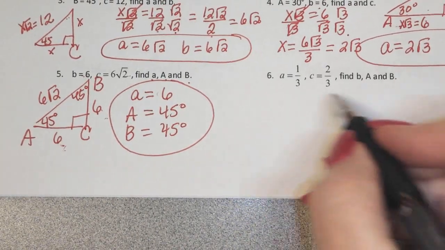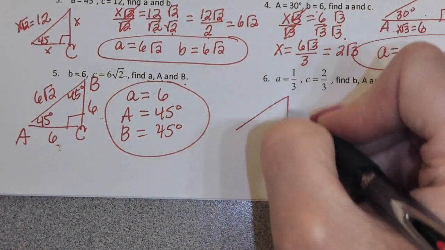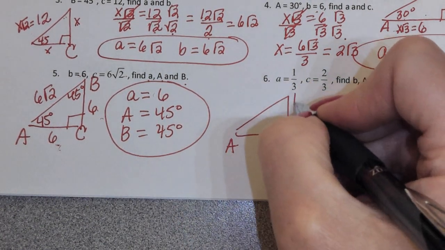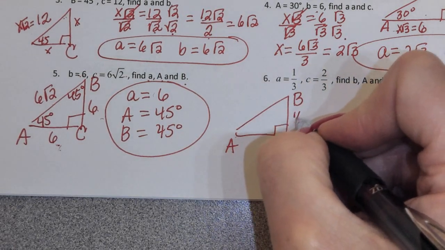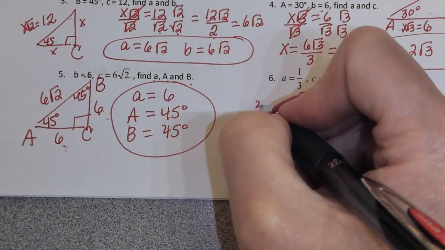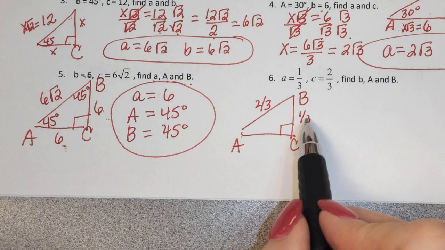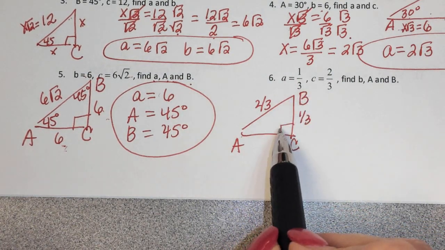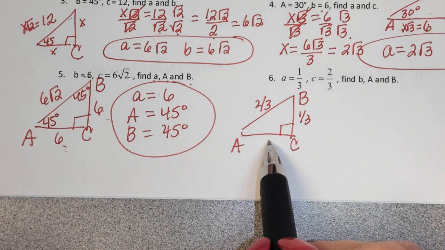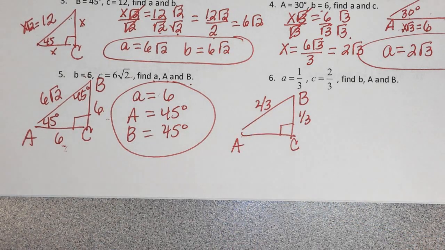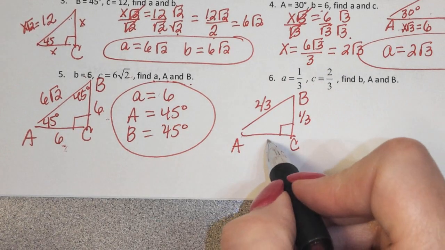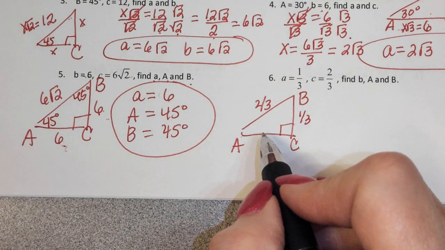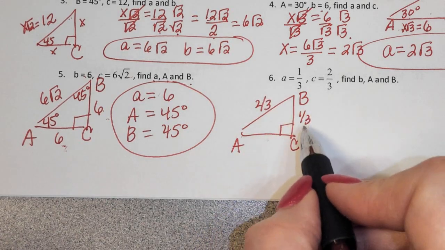All right, let's look at the last one here. So we're going to draw a picture. Angle C is there, angles A and B. Side A would be here, side C would be here. All right, do you notice how this missing side is going to be right here, and we've got 1/3 and we've got 2/3. If you really had no idea what to do, what could you use? Pythagorean theorem, right? But let's look at the pattern.